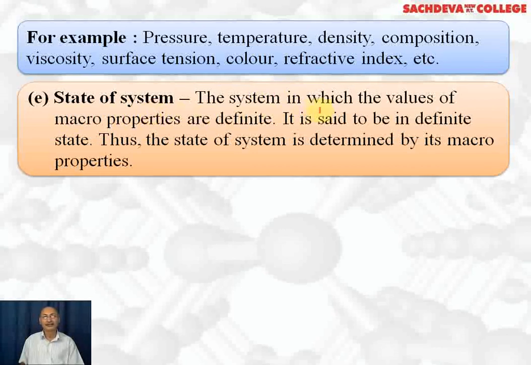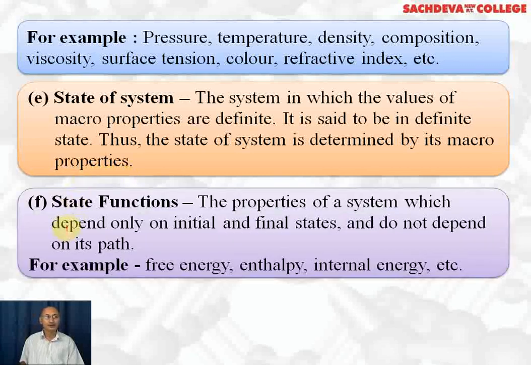The system in which the values of macro properties mentioned above, like pressure, temperature, density, composition, viscosity, surface tension, color, refractive index, are definite, that is, they have fixed values, is said to be in a definite state. Thus, the state of system is determined by its macro properties.